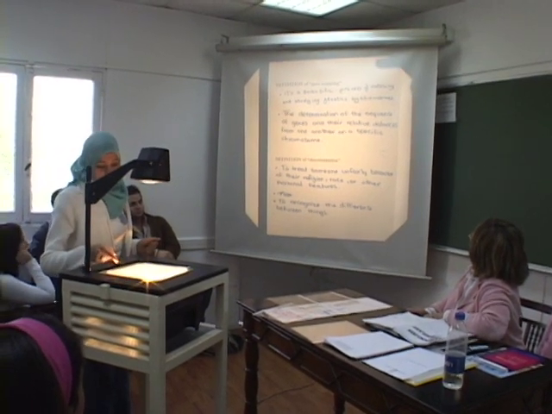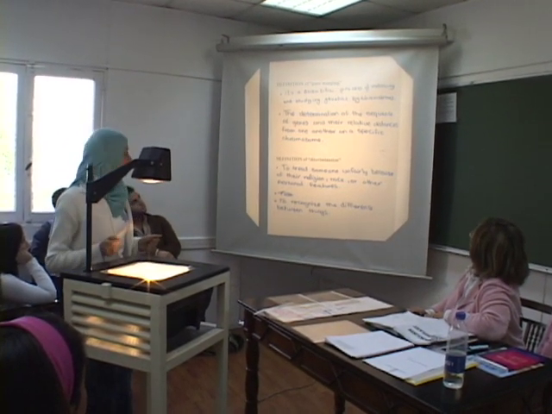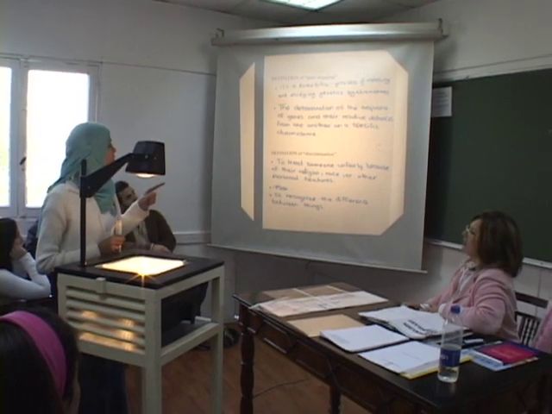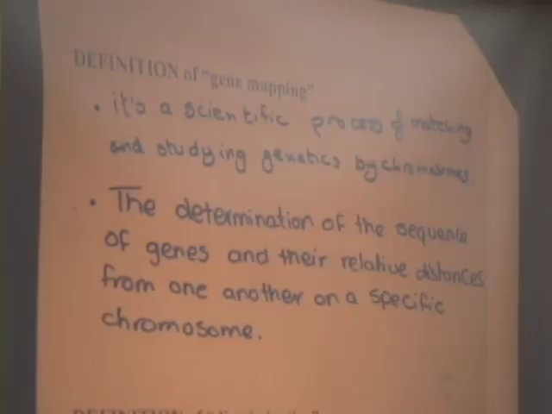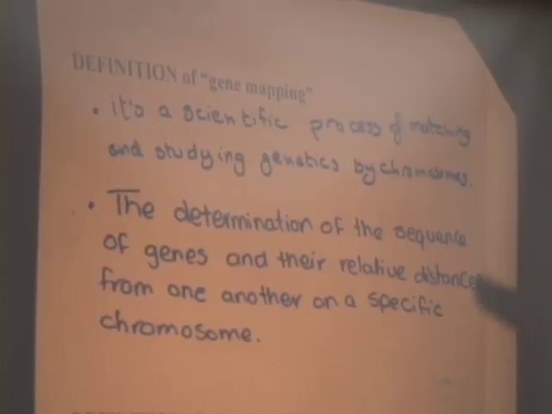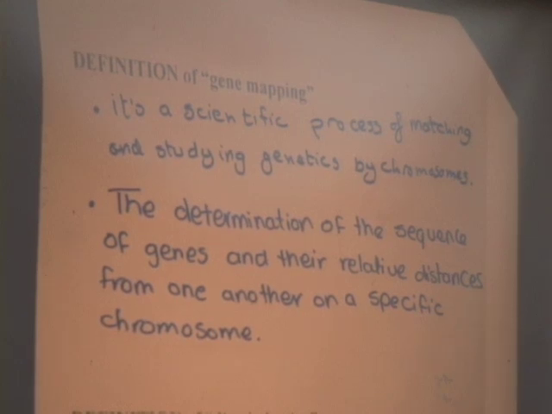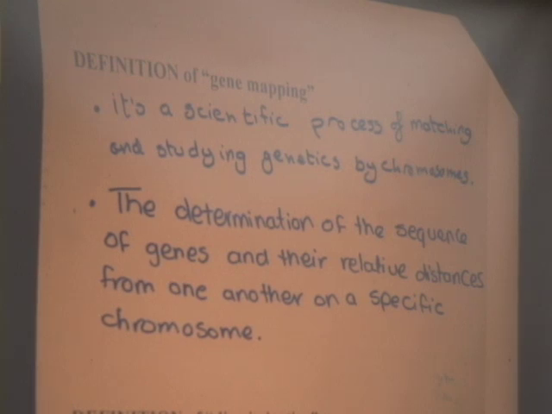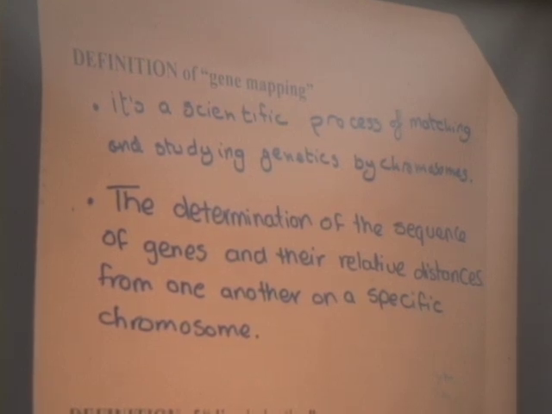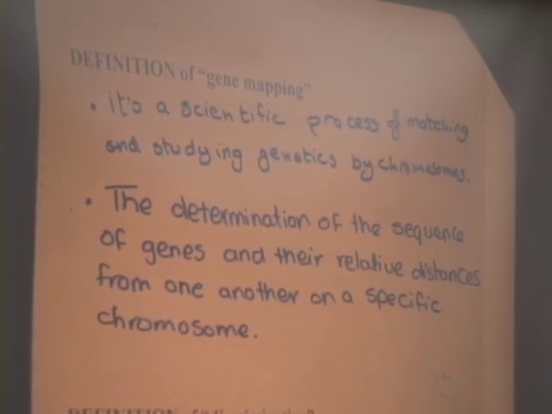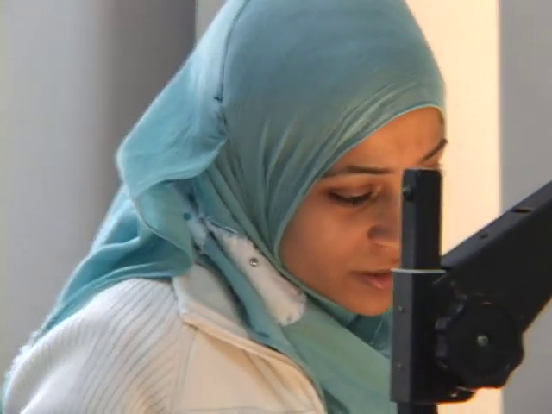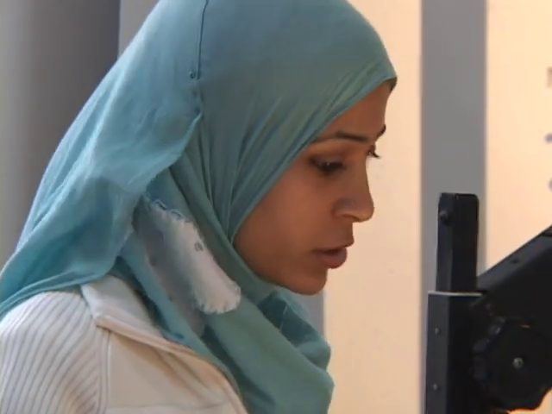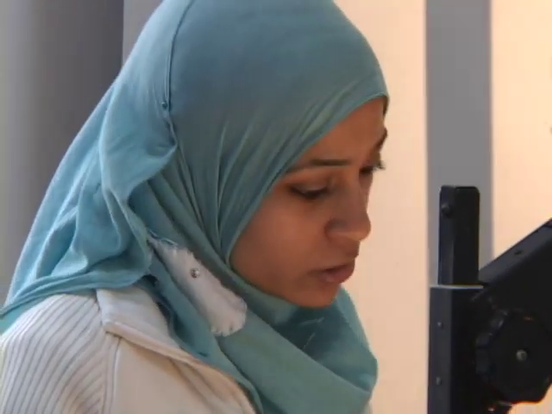Definition of gene mapping. It is a scientific process of matching or studying genetics by chromosomes, or the determination of the sequence of genes and their relative distance from one another on a specific chromosome. Very easy. Okay. Discrimination? To treat someone unfairly because of their religion, race, or other personal features, or to recognize the difference between things. Thank you very much.